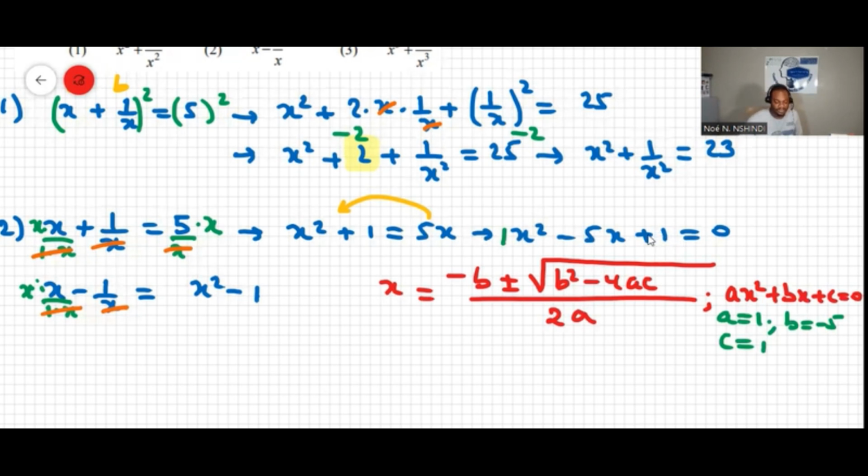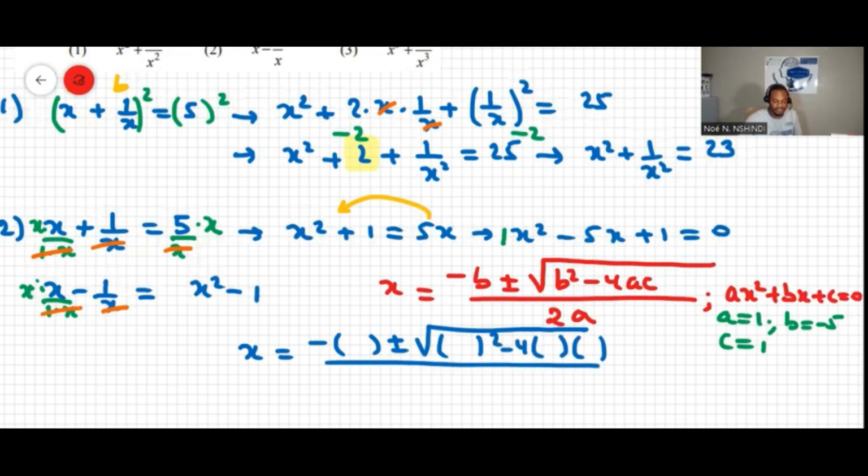Now we can find the value of x if we substitute the coefficients here. It's going to be -b plus or minus the square root of b squared minus 4ac, all over 2a. Then we can substitute b is -5, -5 squared minus 4 times a, which is 1, times c, which is 1, and a is 1 also. Then we can get x.